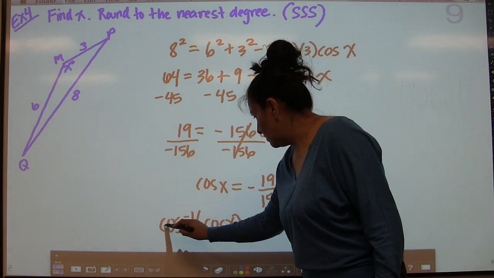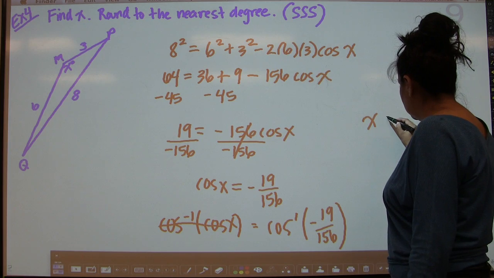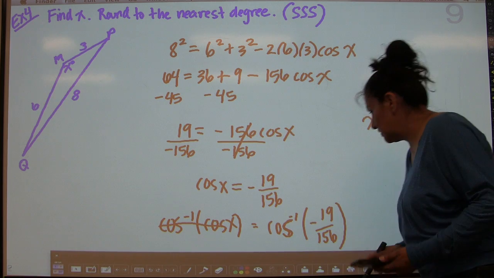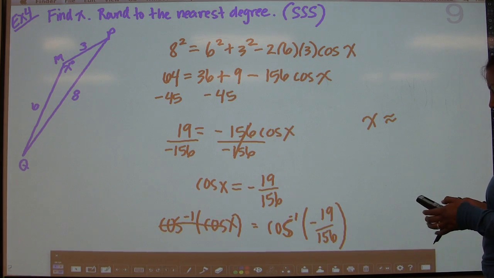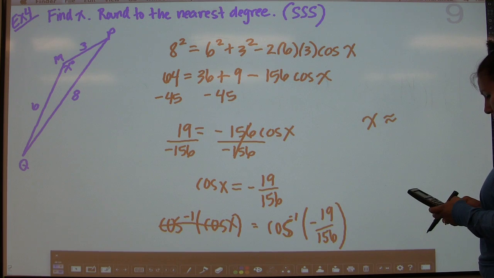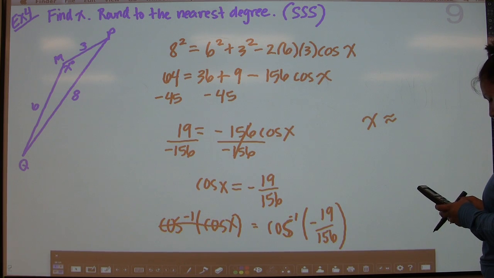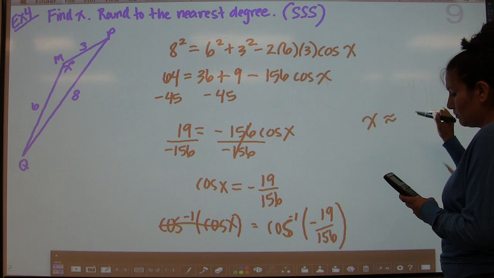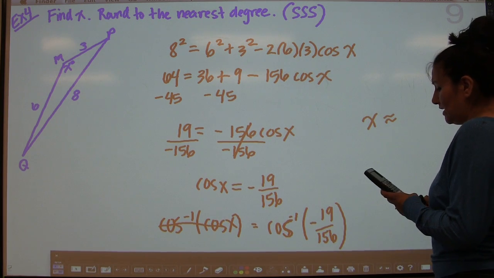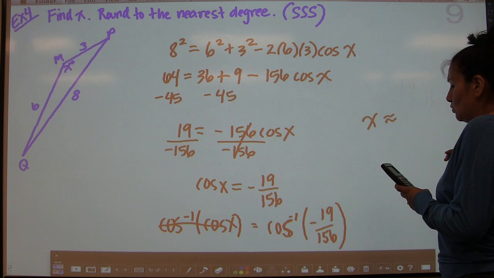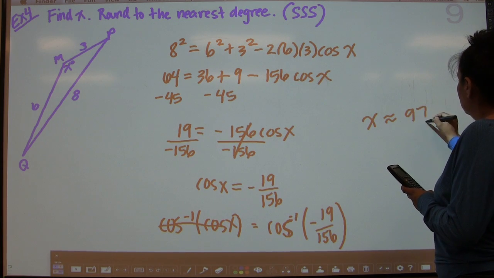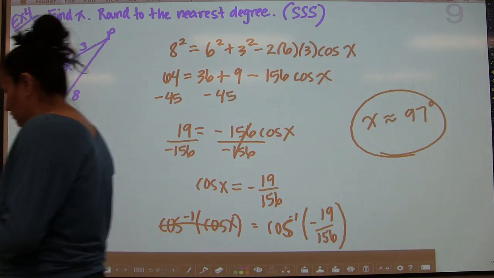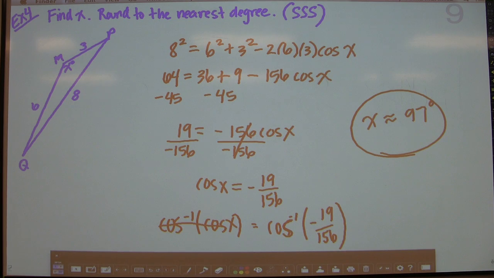So here the cosine and the cosine inverse cancel, and you get x by itself. And here we want the cosine inverse. I don't know if you can see that there, but it's a little inverse. So we're going to use second cosine. That'll give you the cosine inverse function on your calculator. And then we're going to put in negative 19 divided by 156. And we're going to get, the answer is 96.99. They want us to round to the nearest degree, so 96.99 is going to round to 97. So x equals, or approximately 97 degrees for example 4. Alrighty.